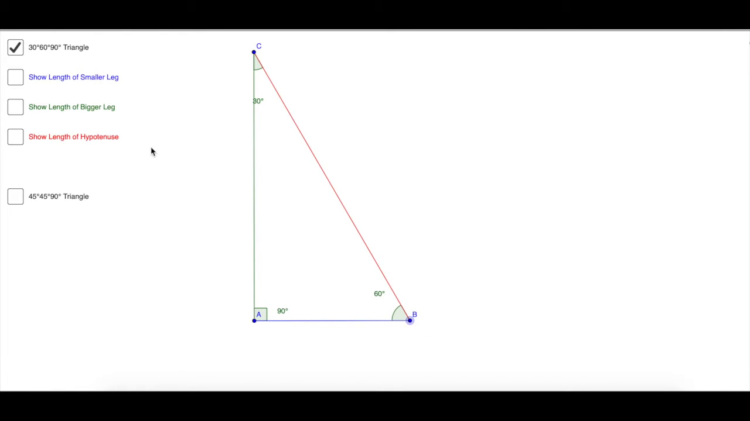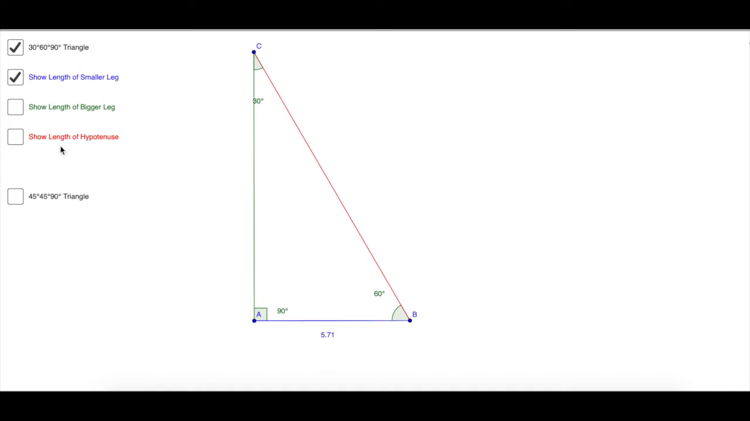And it turns out that they have a very nice pattern. It's 1, 2, radical 3. That means whatever this is, the hypotenuse is double for all 30, 60, 90 triangles. And the green one, it's a little tricky. That length is the square root of 3 times bigger than this one.